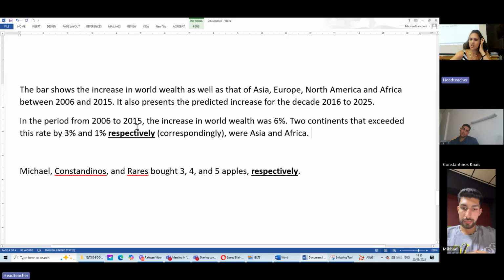So have you got any questions when it comes to this word? Okay, if you can use it, it's very good. Don't overuse it. Use it where you can use it. So Asia had a rise of 3%, a difference of 3% in terms of improvement compared to the world wealth, and Africa 1%. We know because we use the word respectively. It's not in a scrambled order. It comes in the right order.